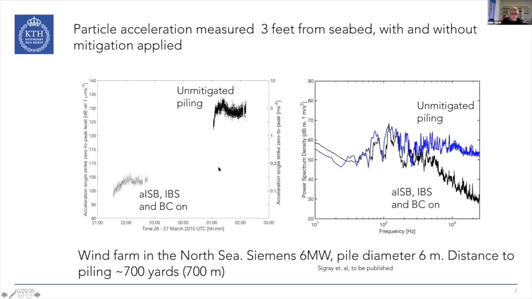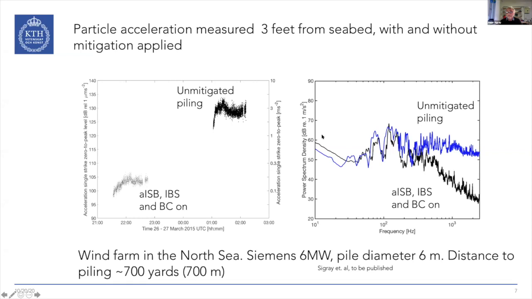They started the piling with a soft start, increasing the hammer energy, and then there was full hammer energy for a little bit more than 1 hour. And the pile was then pushed 30 meters down into the sediment. And then they took off all the mitigation techniques and they did the same kind of piling on a second pile. And you can see the difference here. It's about 25 dB difference in particle acceleration level. So it actually works quite well, these mitigation systems.